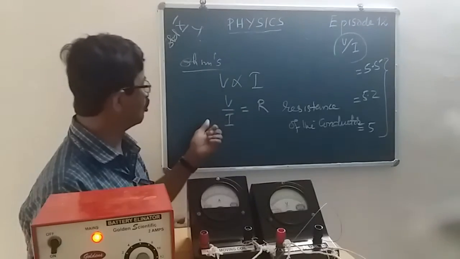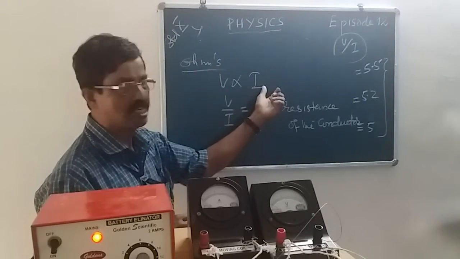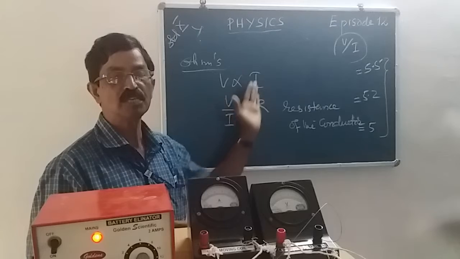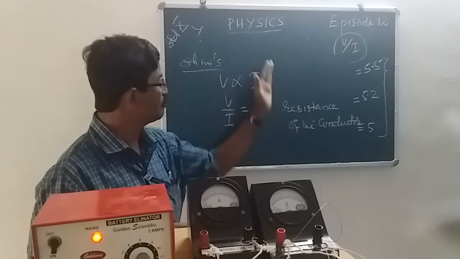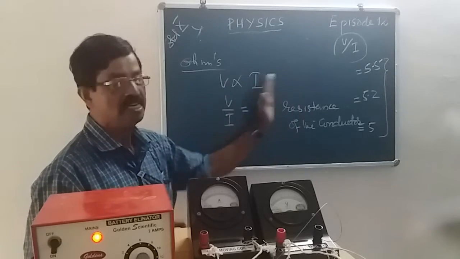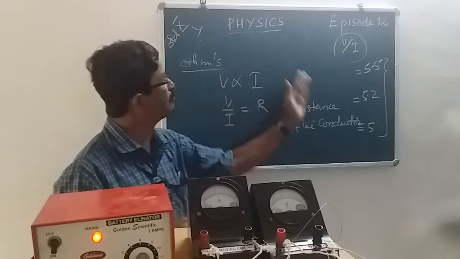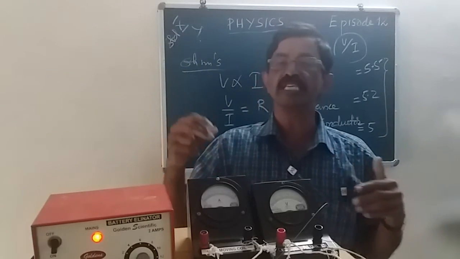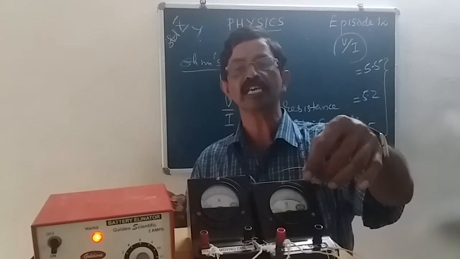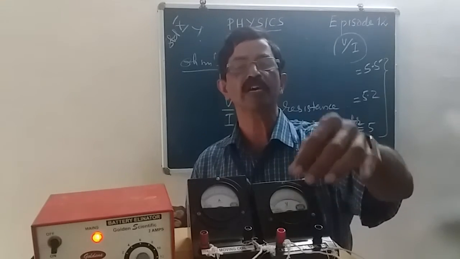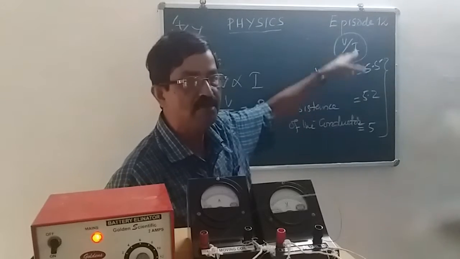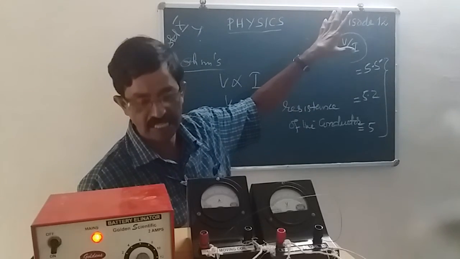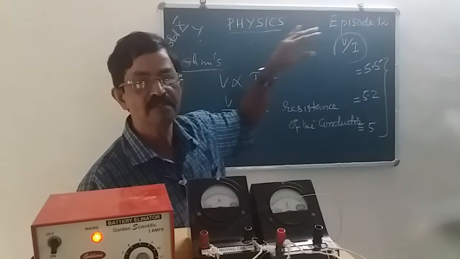What is the condition required for this value to be a constant? That means the temperature must be constant. If the temperature changes, this value may change. When we keep this circuit on, the conductor can get heated up somewhat, so the resistance can change slightly.